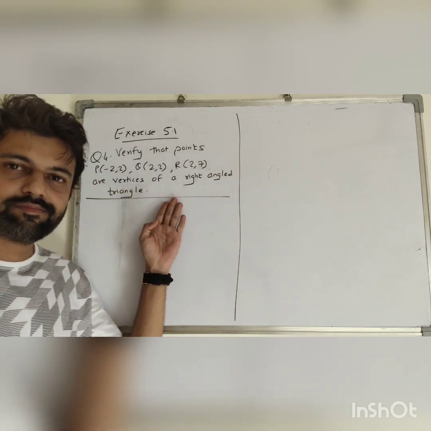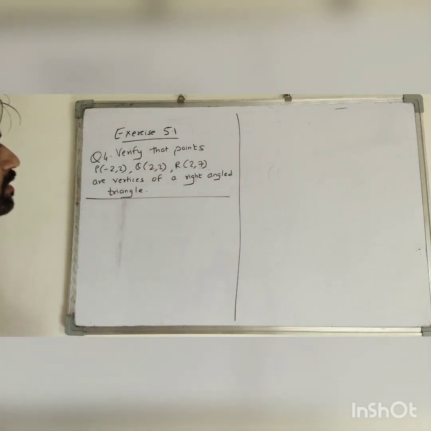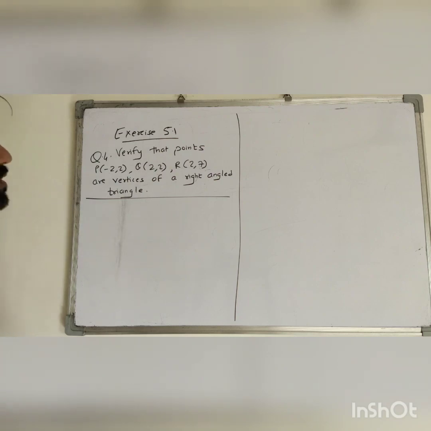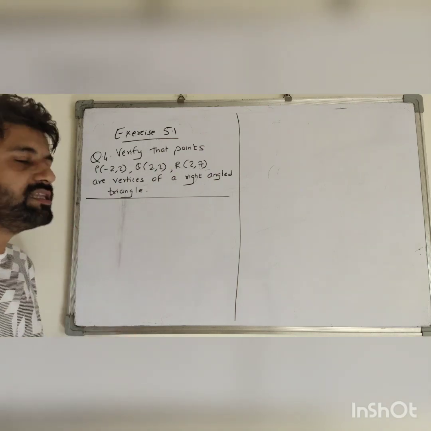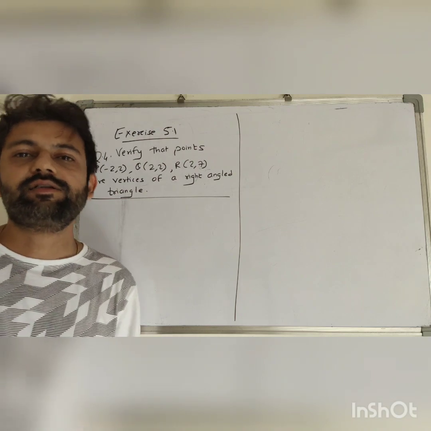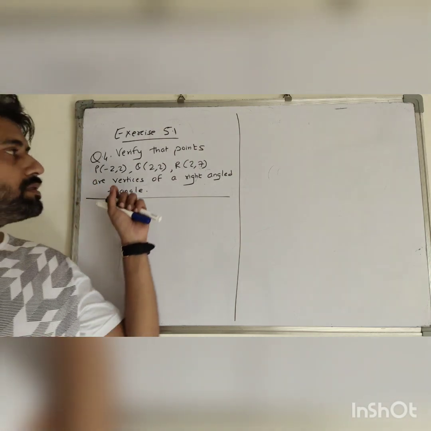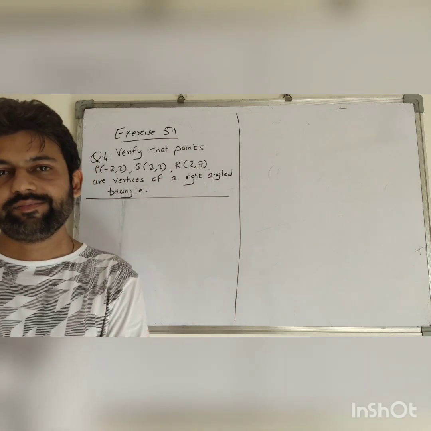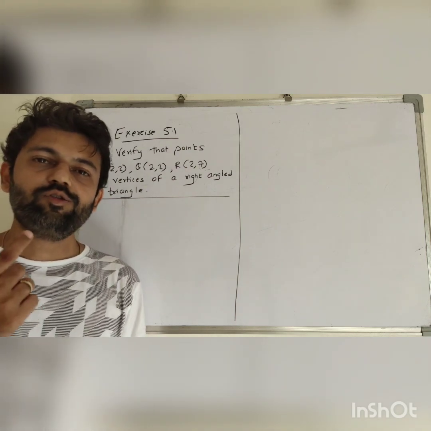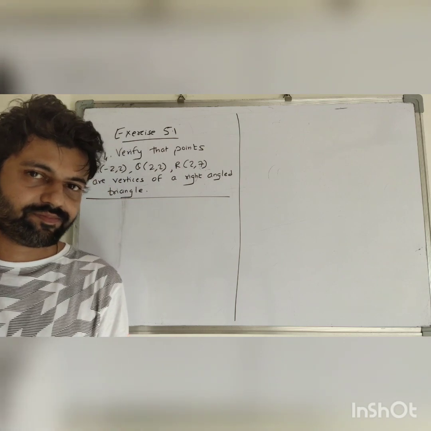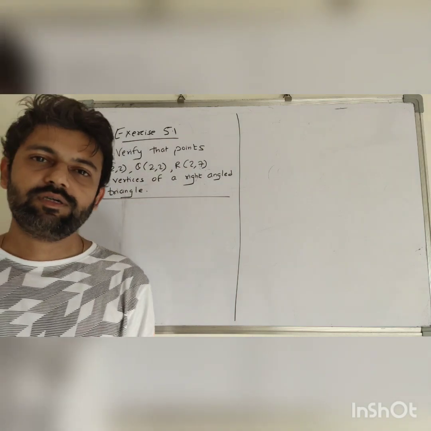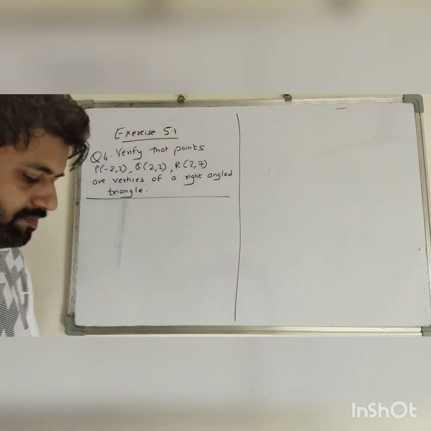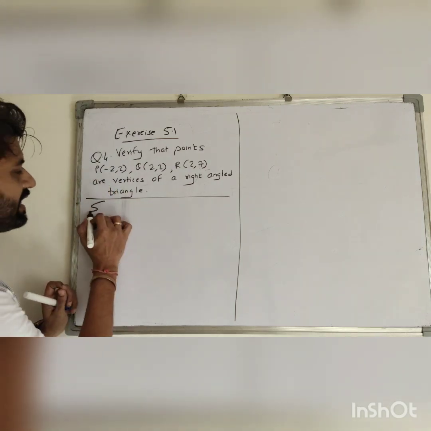Today's first question is: show that the 3 points P, Q, R are the vertices of a right angled triangle. To solve this sum, students, we will of course make use of the distance formula. I start my solution.